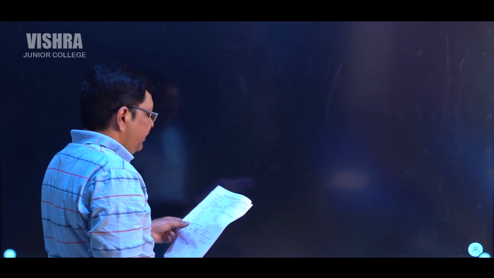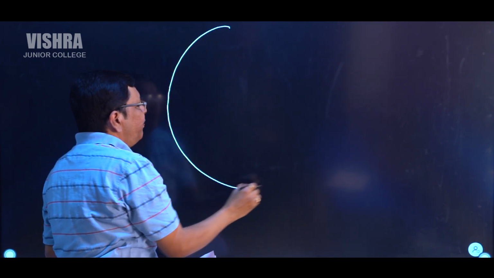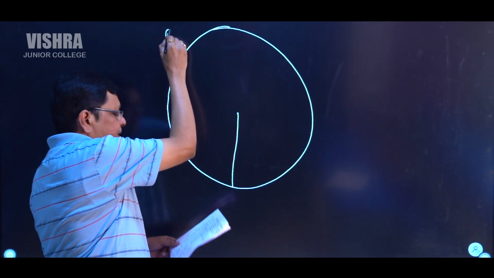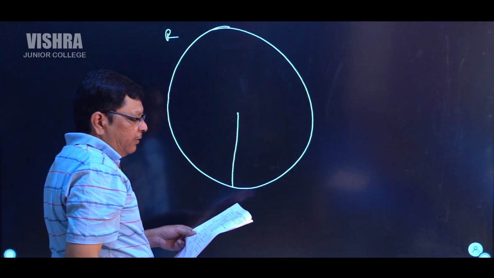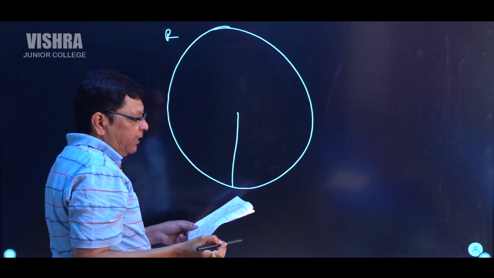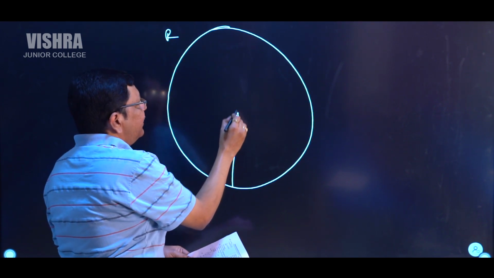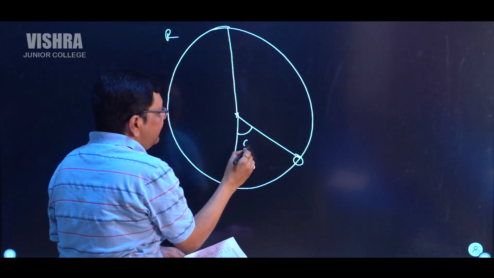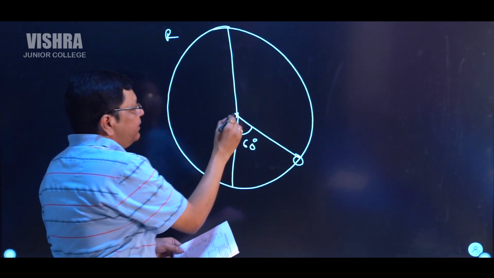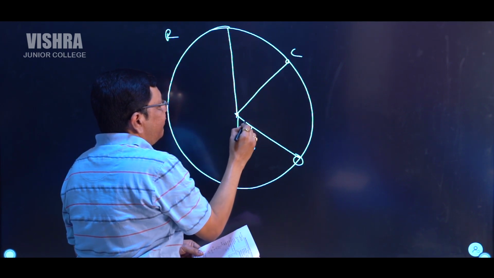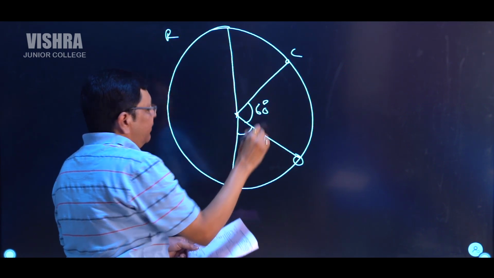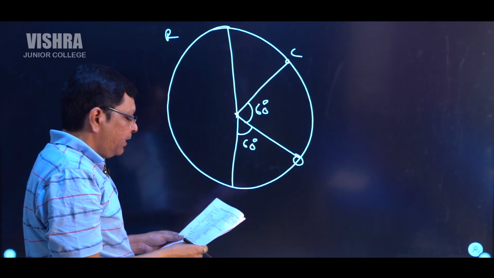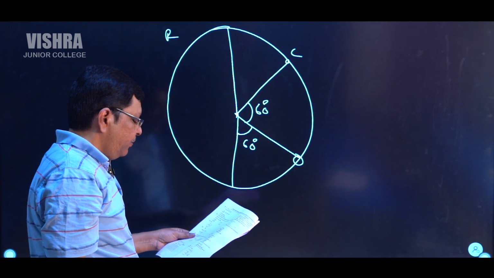In the next one, he is saying that a particle is moving in a vertical circle. The radius of the vertical circle is capital R, and we must find the ratio of kinetic energies at points B and C. Here, if this is the vertical line, point B is at an angle of 60 degrees, and point C is at a further 60 degrees. Find the ratio of kinetic energy at points B and C.